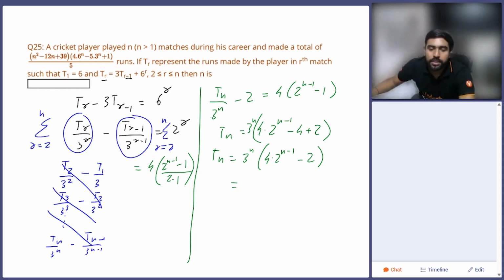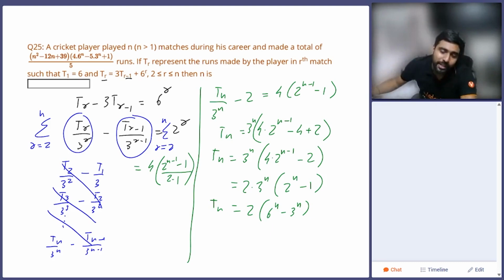Let me take a 2 common. So 2 into 3 power n into this 2 into 2, I'll write as 2 power n minus 1. So this I can write as 2 times 6 power n minus 3 power n. This is the generator. Now why is this useful? Why do I need the generator?